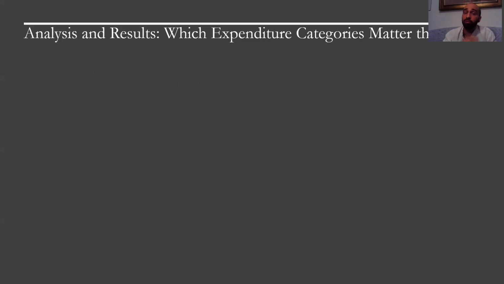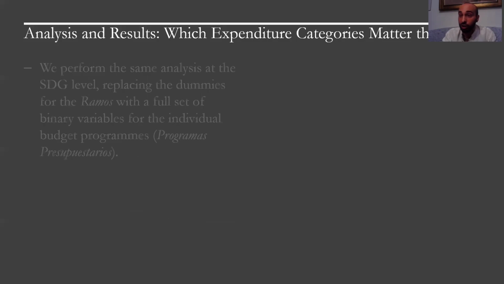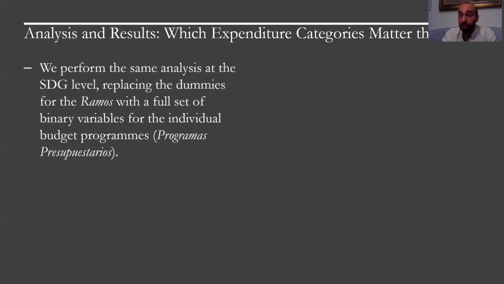Next, we perform the same type of analysis but at the SDG level. So basically, we only consider those indicators that belong to a specific SDG. And instead of using dummy variables for the individual ramos among the inputs of our predictive model, we use a full set of binary variables for all the budget programs. So basically, right now, we are interested in those budget programs that are the most relevant to a specific SDG.